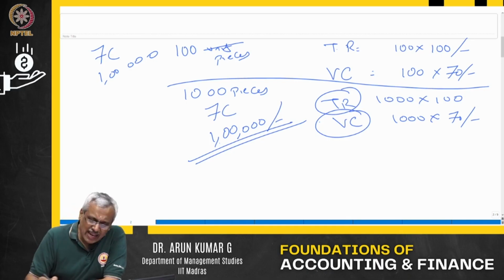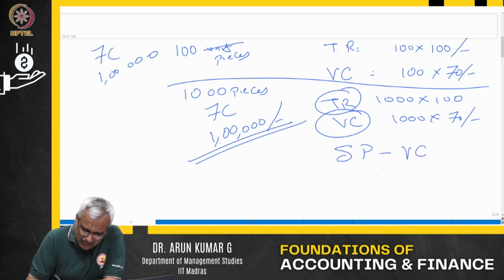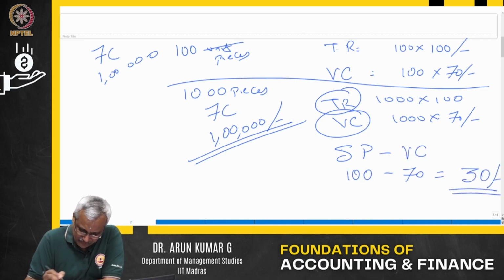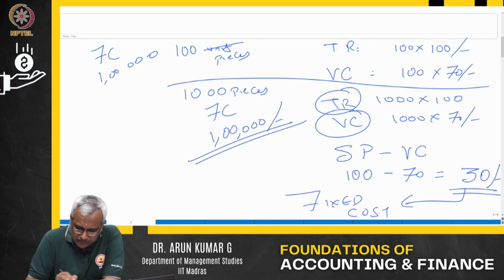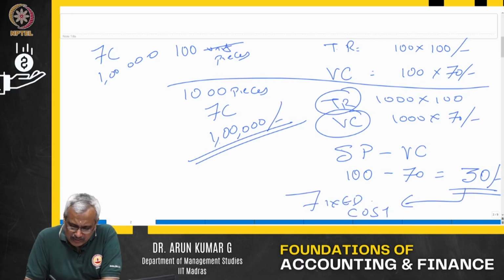So what happens? Every unit I manufacture is going to give me my selling price minus my variable cost. My selling price is 100, my variable cost is 70, so it is yielding me 30 rupees. This 30 rupees is what I use to cover my fixed cost.